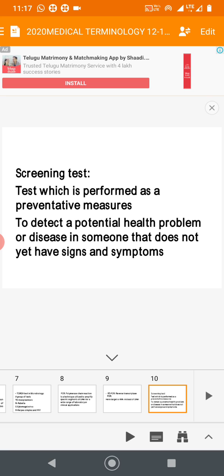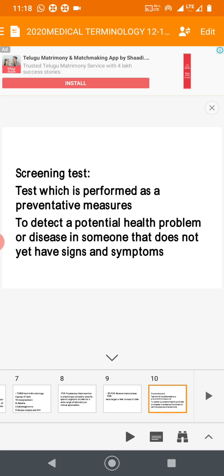We may do a random sugar or oral glucose control test, a screening test. We do VDRL for syphilis, a screening test. We do a spot test for hepatitis. These are screening tests performed as preventive measures to detect a potential health problem or disease in someone in the community that does not yet have signs and symptoms.